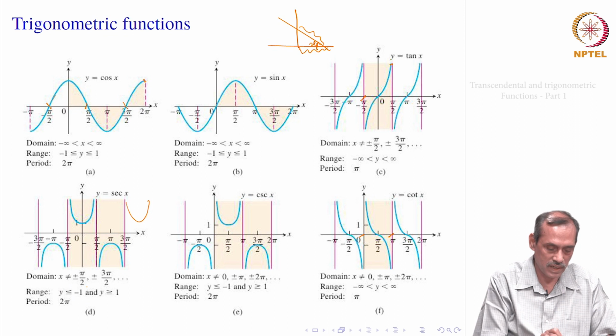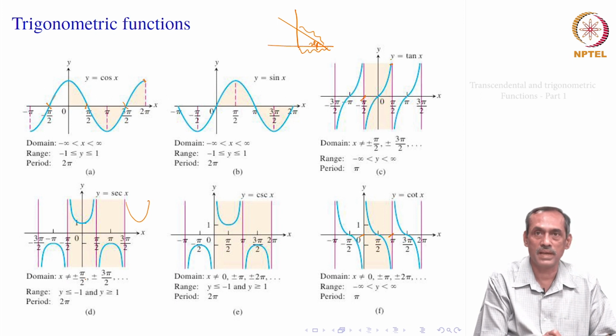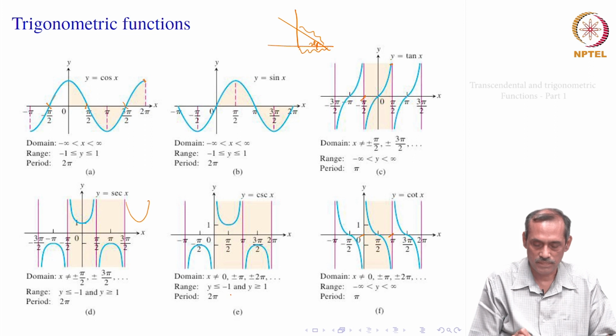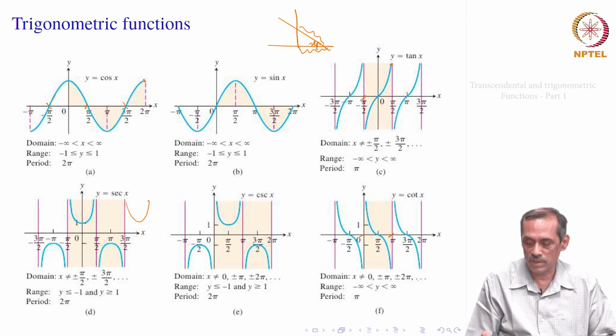And similarly, if you take secant x, again because it is 1 by cos x, it is defined except at plus or minus pi by 2, plus or minus 3 pi by 2, and so on, everywhere else it is defined. And look at cosecant x, it is 1 divided by sin x. So, except at 0, plus or minus pi, plus or minus 2 pi, and so on, it is defined everywhere else. And y equal to cot x similarly is defined everywhere except multiples of pi.